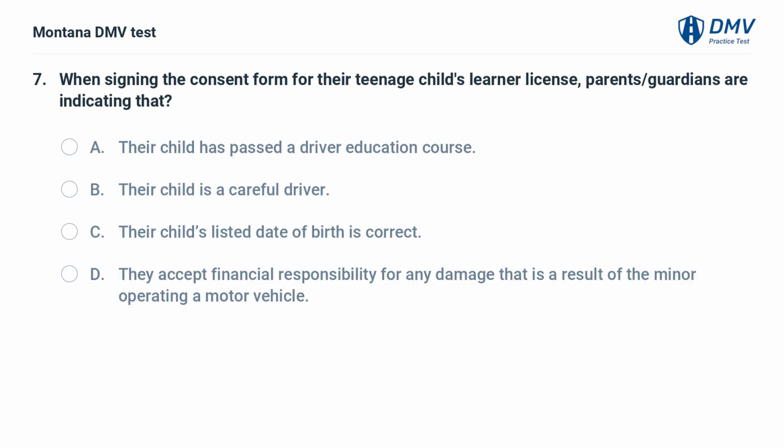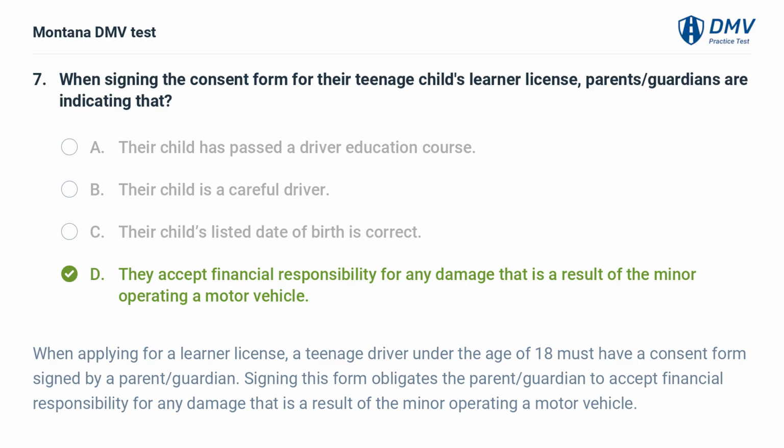When signing the consent form for their teenage child's learner license, parents or guardians are indicating that: A. their child has passed a driver education course. B. their child is a careful driver. C. their child's listed date of birth is correct. D. they accept financial responsibility for any damage that is a result of the minor operating a motor vehicle. The answer is D.